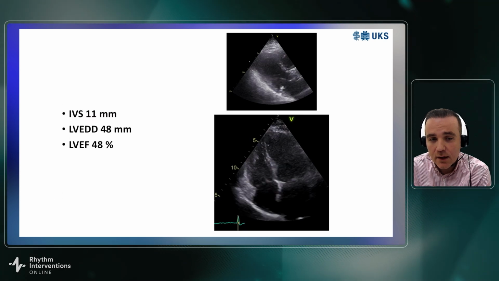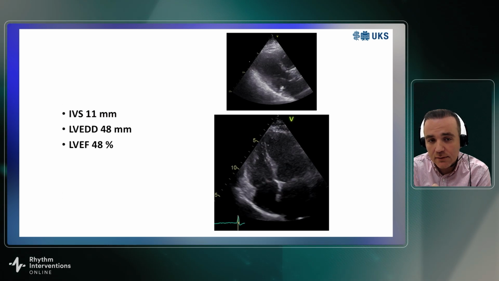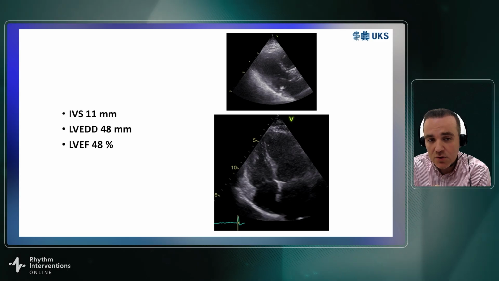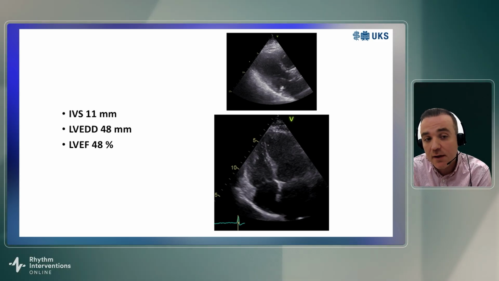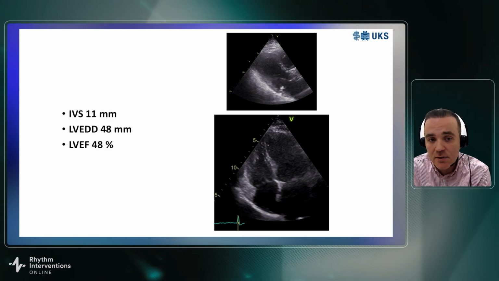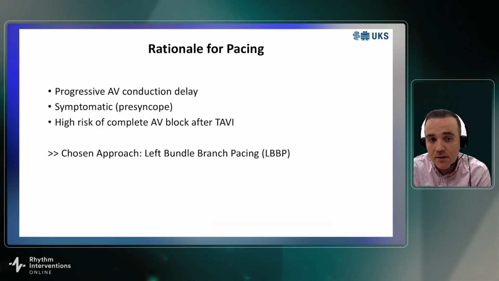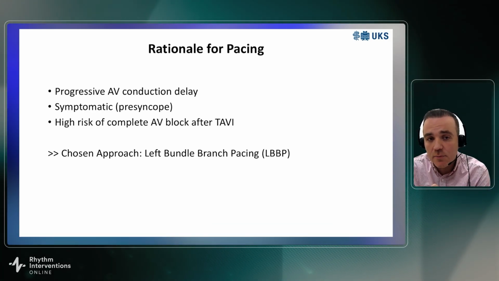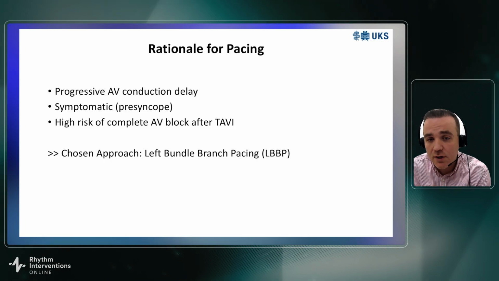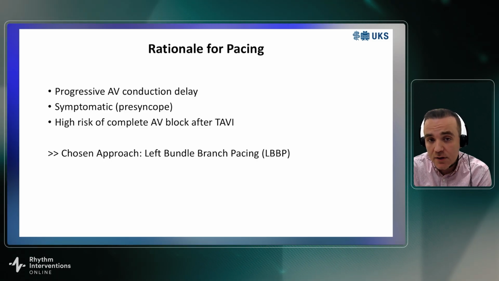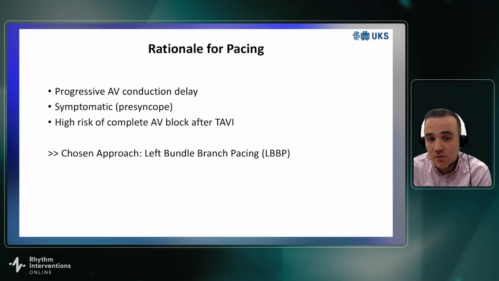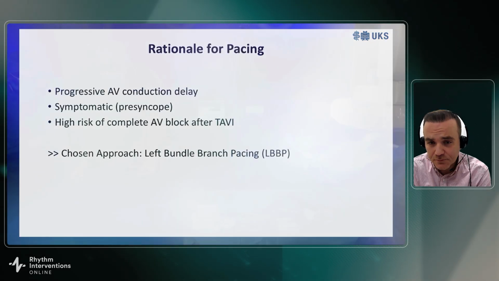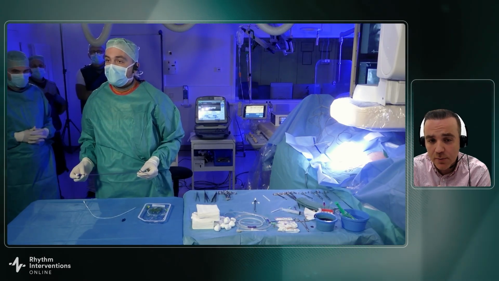And here we can see her echo. She had a mildly reduced ejection fraction, an EF of 48%, and a left ventricular end diastolic diameter of 48 millimeters. So based on these findings, we decided to implant a dual chamber pacemaker due to her progressive AV conduction delay, symptomatic pre-syncope events, and the high risk of complete AV block after TAVI, and our chosen approach was left bundle branch area pacing.